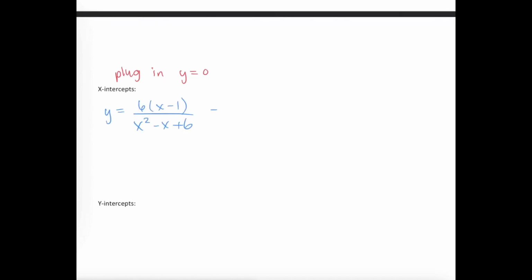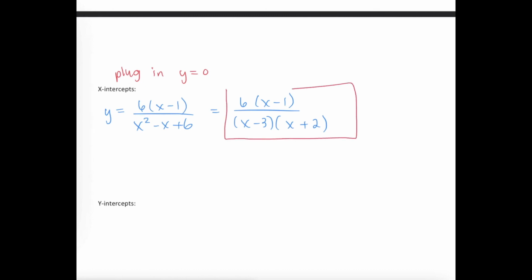Now, for the x-intercepts, as you will recall, we find the x-intercepts by plugging in y equals 0 and then solving for x. So let's do that. This was our original function. We could also write it in the factored form, but when we plug in y equals 0, we really have the option to use either one of these. However, I personally like to use the factored versions of my rational functions when finding intercepts and asymptotes.